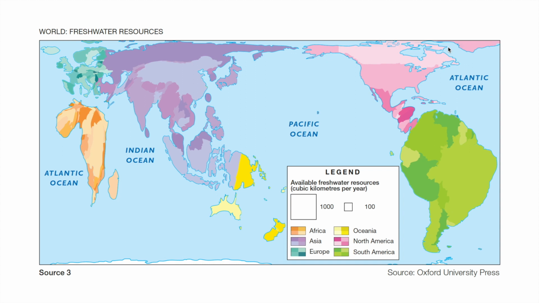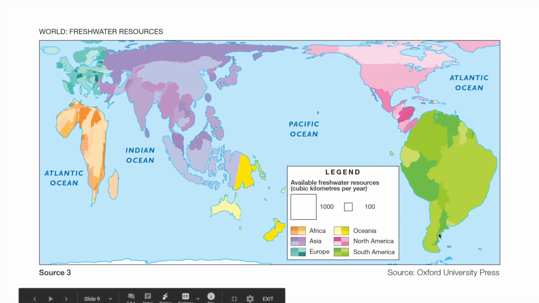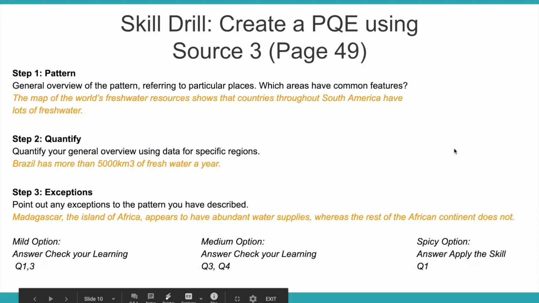So if you look at this map, we know that the larger parts of the map have more freshwater and the smaller parts of the map have less freshwater. So that is a pattern that has been picked up, that most of the countries in South America tend to have a lot of water.